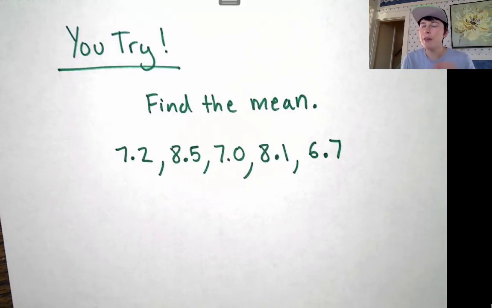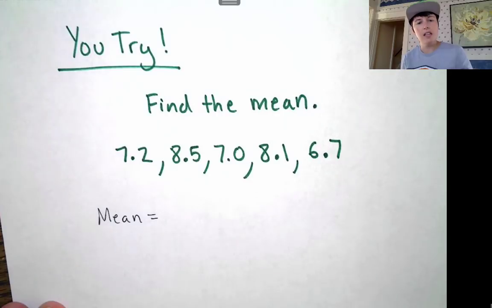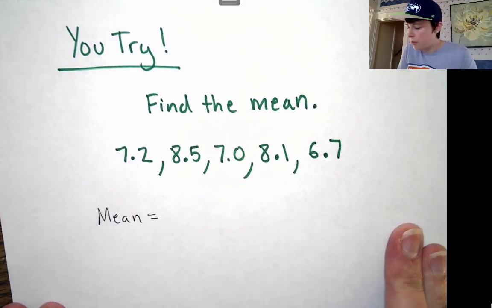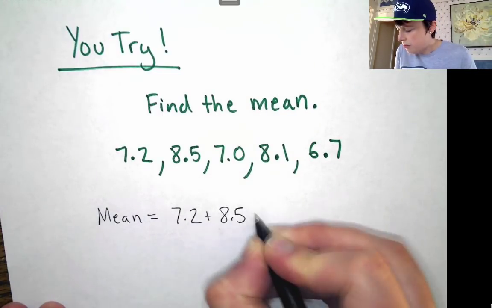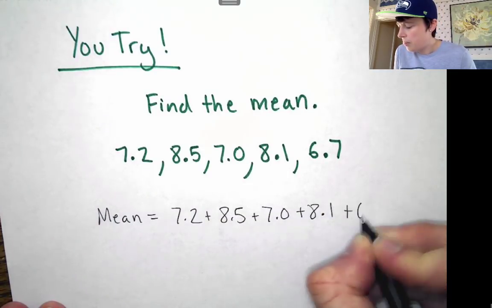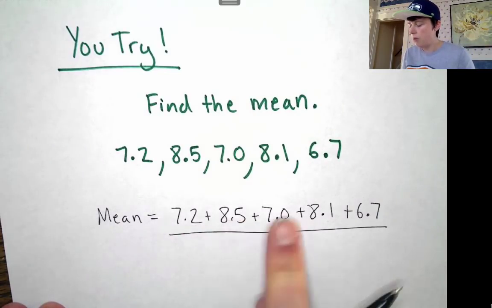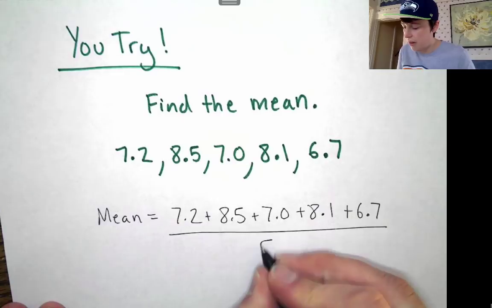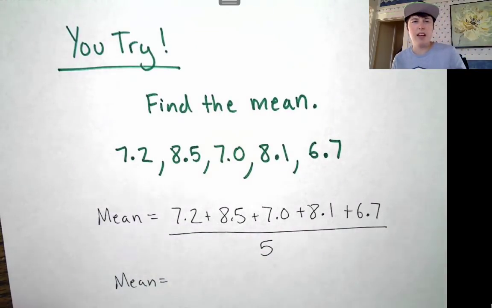Okay, so I'm hoping you're unpausing the video and checking your answer now, and I really hope you're showing your work, so that when someone is grading you, they can tell that you know what you're doing. So I hope you're showing that you're adding them all up. I hope you show that you're doing 7.2 plus 8.5 plus 7.0 plus 8.1 plus 6.7. And then we're going to do one big division, and I see 1, 2, 3, 4, 5 numbers this time. So we're going to divide by 5, and our mean is going to equal something.